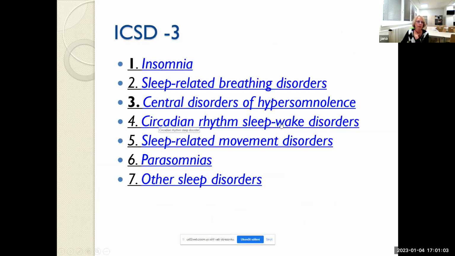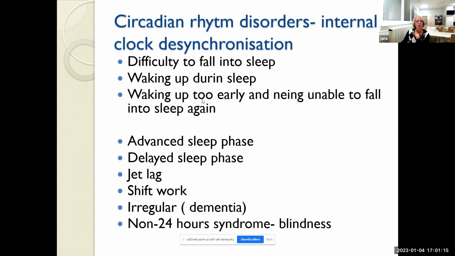Of course, there are many more illnesses in each section, but I would probably just point out the main typical ones. So what is circadian rhythm disorder? It is about difficulty falling asleep, waking up during sleep, and waking up too early and being unable to fall asleep again. Sorry for the mistakes, I'm sorry.